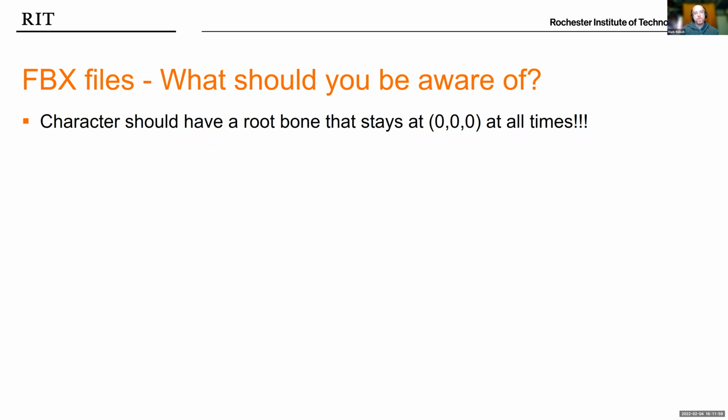Okay, so the first one is that your character should have a root bone that stays at 0, 0, 0 at all times. And by 0, 0, 0, it's basically just the world center. So you'll have a bone at the world center, and then you'll have your main control that will move the whole character. But that root bone will stay at the center at all times.